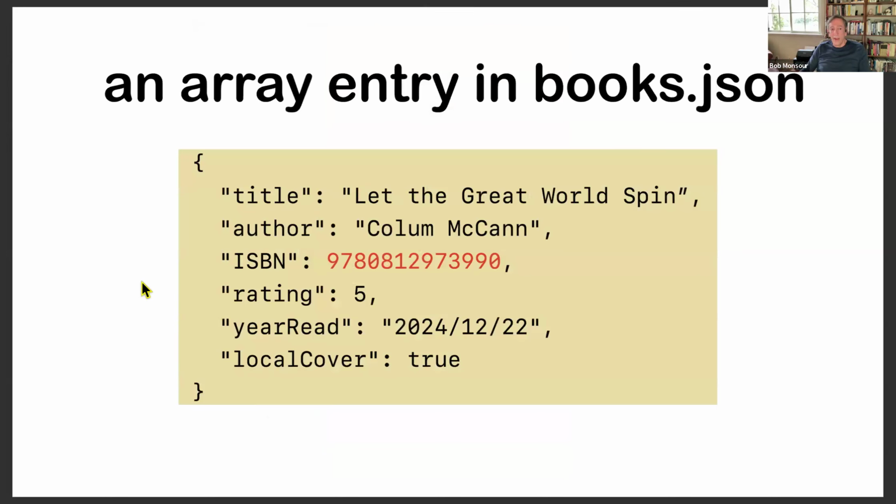And this is what an array entry in the books.json file looks like. You've got the title, the author, an ISBN, and we'll talk a little bit about that because that's sort of the center of everything in terms of where you get the other data. A rating from 1 to 5, and the year read is the date that Goodreads had. So it's not really just the year, it's the actual date that I recorded that I read the book.